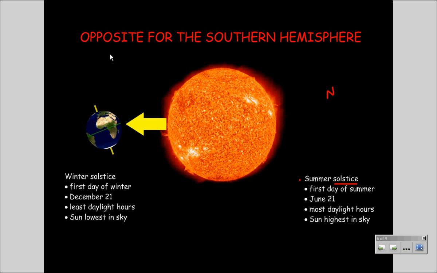Okay, and one thing to point out, it is the opposite for the southern hemisphere. Here, it's our summer. The southern hemisphere is experiencing winter. 6 months later, for us, it's winter. For the southern hemisphere, it is summer. So these dates are known as the solstices.